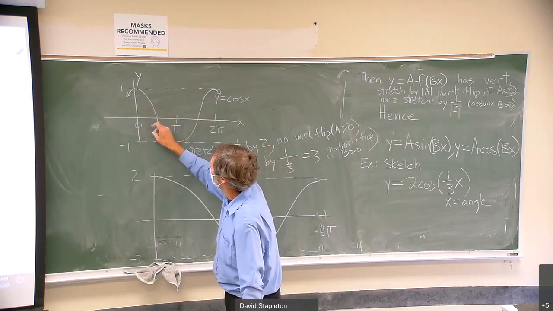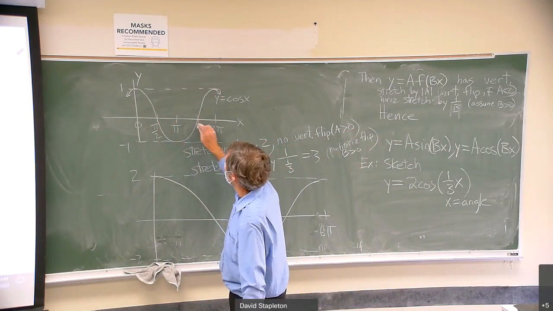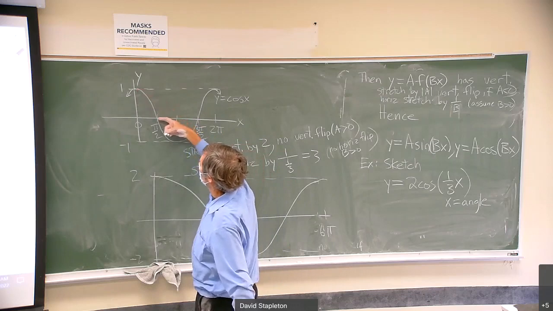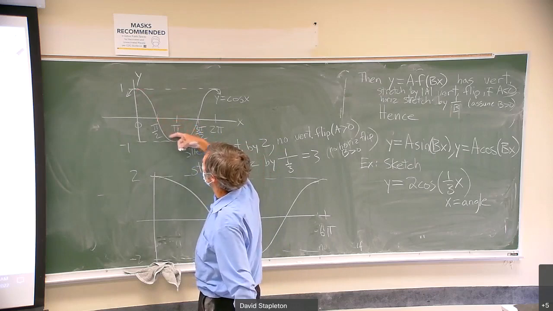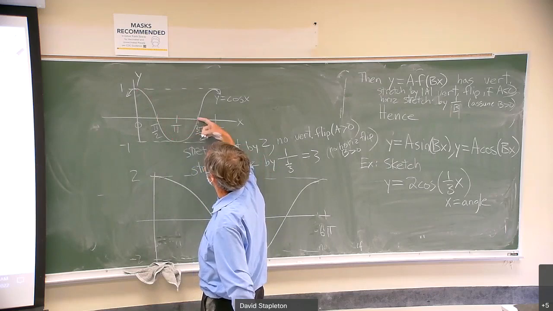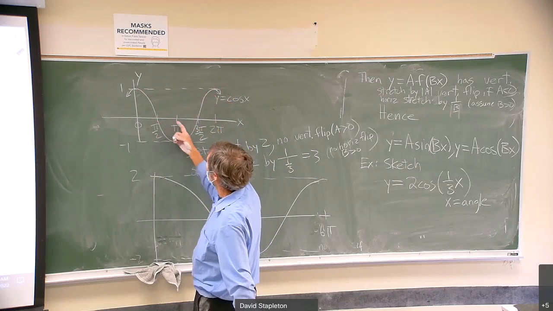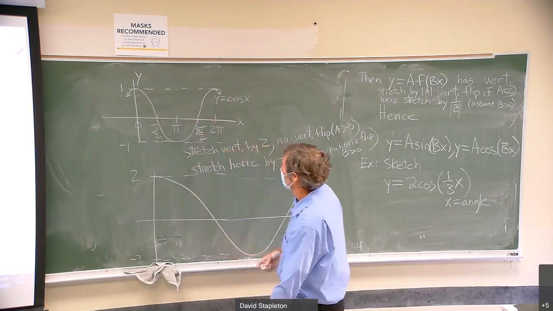So it's got this nice pattern that every pi over 2 units, it starts at 1, and then pi over 2 units later, it's at 0. Pi over 2 units later, it's at -1. Then pi over 2 units later, it's back at 0. Pi over 2 units later, it's at the top. So you can break this into 4 parts like that and sketch it.